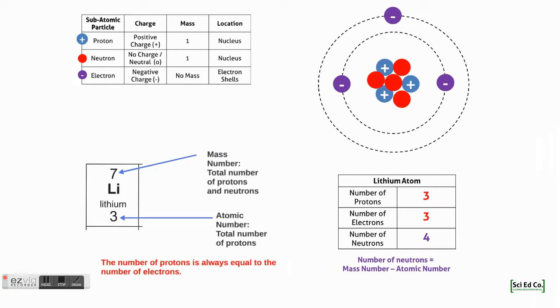At this point, I suggest that you rewind the video a few seconds back and make sure that you understand how we can calculate the number of protons, neutrons and electrons using the information from the periodic table.